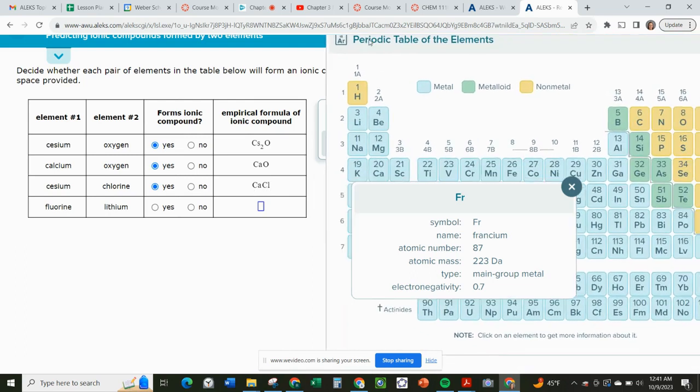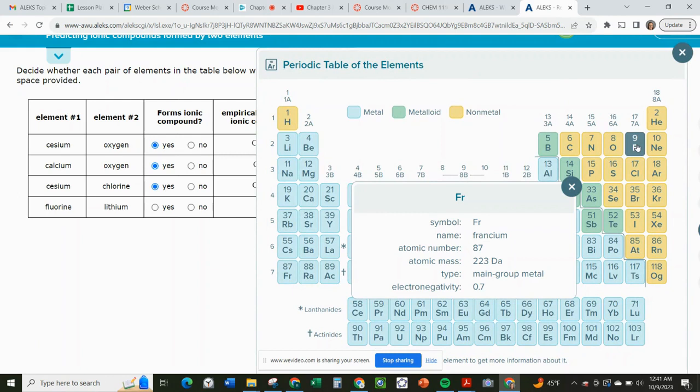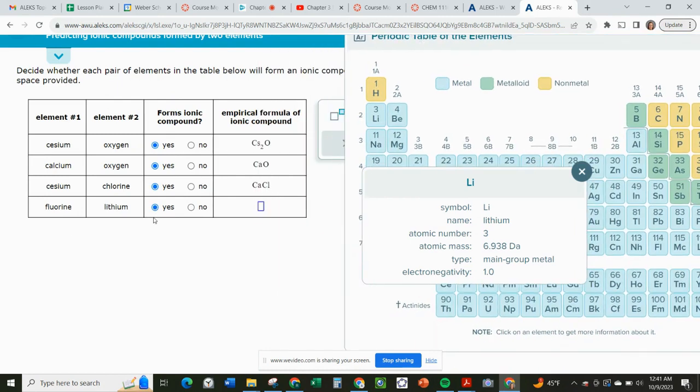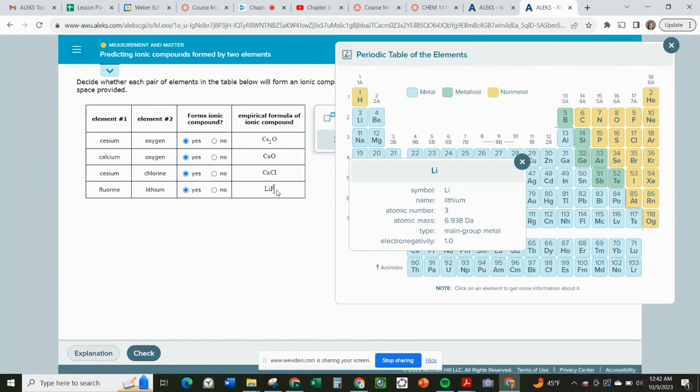Okay, the last one is fluorine and lithium. Fluorine is over here. This one's a non-metal. Lithium is over here. It's a metal. So yes, we have a metal and a non-metal. It doesn't matter the order. So those are going to form an ionic compound. We have to put the metal or the cation first. So lithium is plus 1 charge. Fluorine is a minus 1 charge. So plus 1, minus 1, we just need 1 plus to balance the 1 minus. We just need 1 of each, so we just write it LiF. That tells me I need 1 lithium for 1 fluorine. We just don't write the 1s as subscripts.